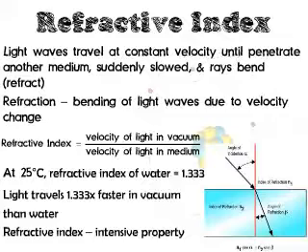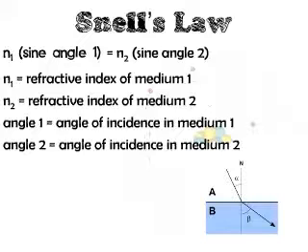At 25 degrees Celsius, the refractive index of water is equal to 1.333, meaning light travels 1.333 times faster in a vacuum than in water. Snell's law states that the refractive index of medium 1 multiplied by the sine of the angle of incidence in medium 1 is equal to the refractive index of medium 2 multiplied by the sine of the angle of incidence in medium 2.